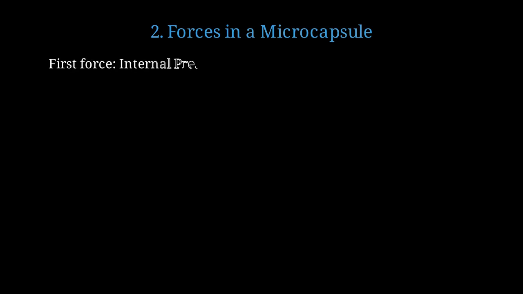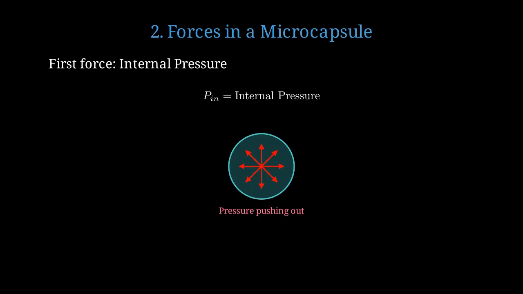The first force is internal pressure. The fluid inside pushes outward on the membrane, trying to expand the capsule. We call this P_in, the internal pressure, measured in pascals. Think of internal pressure as arrows pushing outward in all directions from the center, trying to make the capsule expand.